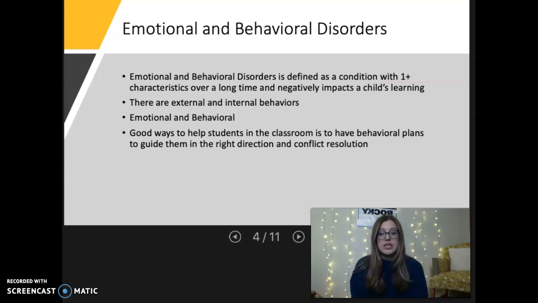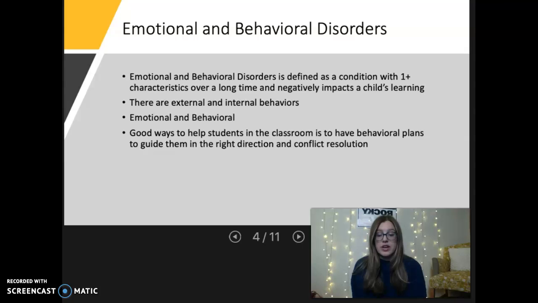The next disability is emotional and behavioral disorders. Emotional and behavioral disorders is defined as a condition with one or more characteristics that over a long period of time negatively impacts the child's learning. The child may not be able to build relationships, they may have inappropriate behavior in normal situations, they could be unhappy or depressed for a long period of time, and there can be physical symptoms associated with other problems.